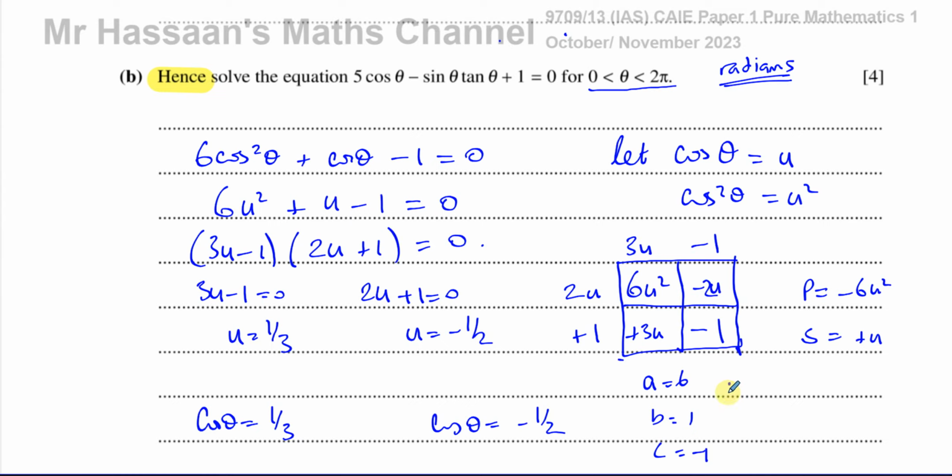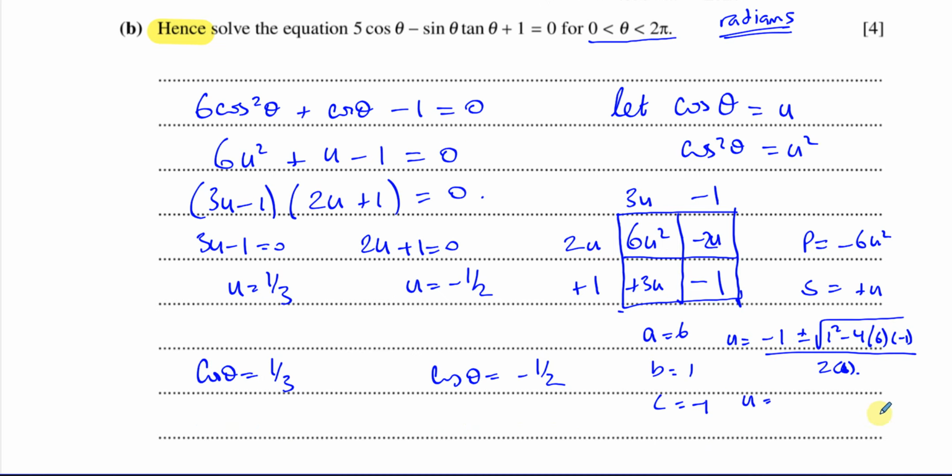You're going to put your u values as minus b, so you'll put minus 1, plus or minus the square root of b squared, which is 1 squared, minus 4 times 6 times minus 1, all over 2 times 6, 2a. So you have to show that you put the right numbers in the right place. And then if you put that on your calculator, it would give you your answer.